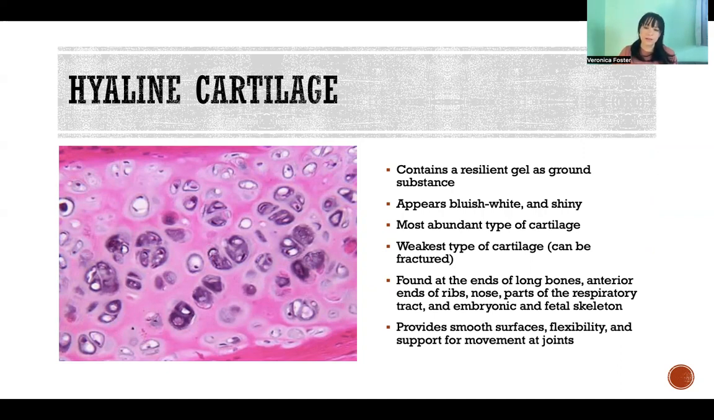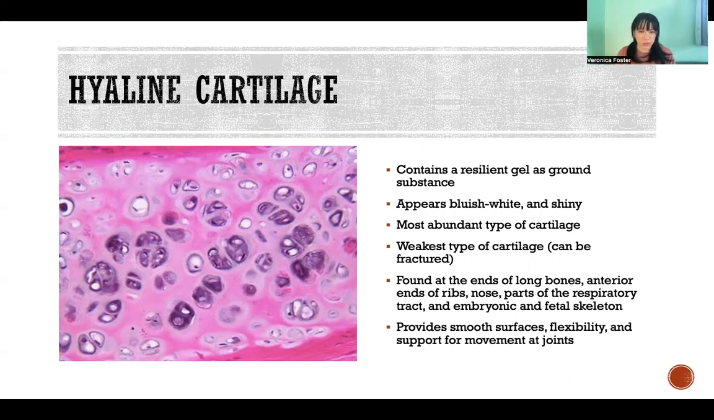It's the most abundant type of cartilage in the body, so we have it in the most places compared to our other two types of cartilage. It's also the weakest type of cartilage compared to the others, and it can be fractured. So where we have the most hyaline cartilage is at the end of long bones where they form joints. So where they're forming articulations, we have hyaline cartilage because it provides a smooth surface so that we're reducing any kind of friction between those bones.